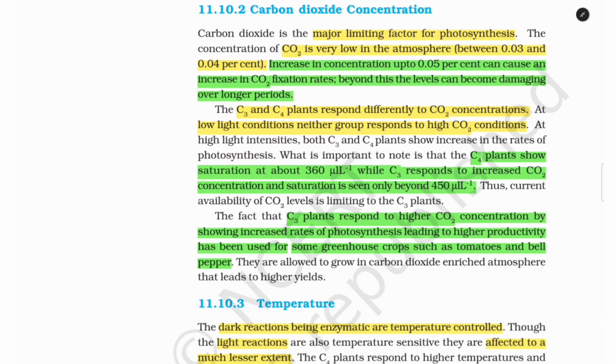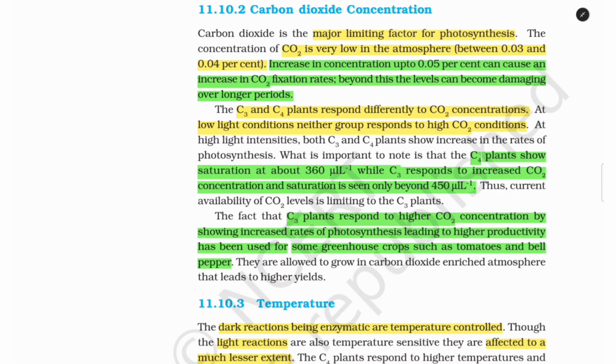11.10.2 Carbon dioxide concentration. Carbon dioxide is the major limiting factor for photosynthesis. The concentration of CO2 is very low in the atmosphere, that is between 0.03 and 0.04%. Increase in concentration up to 0.05% can cause an increase in CO2 fixation rates. Beyond this, the levels can become damaging over longer periods.